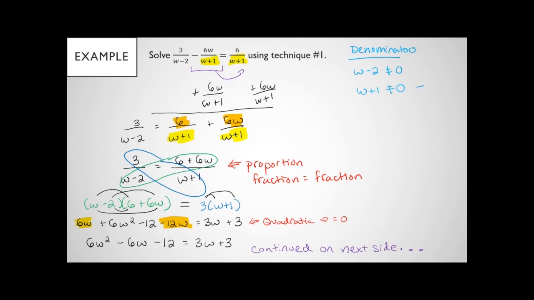So you want another way to look at it. If you solved that, that tells you that w cannot be negative 1. And if you did the same thing with the top one, w can't be 2, because 2 minus 2 would give us 0. Negative 1 plus 1 would give us 0. We're dividing by 0. So these are called restricted values.